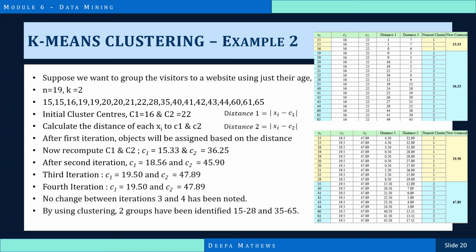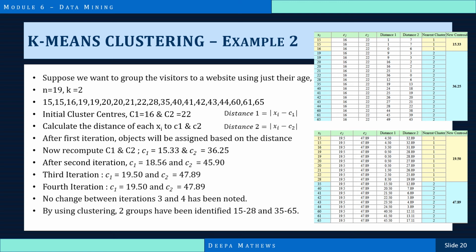After the first iteration, the objects will be assigned based on the distance. If the distance is 1, then the nearest cluster will be 1. So based on the distance value, each object will be assigned to the nearest cluster. Again, now we are recomputing the C1 and C2 values. Now we got C1 as 15.33 and C2 as 36.25.